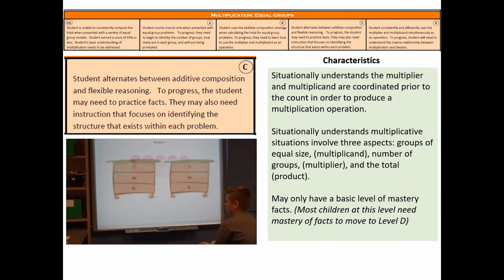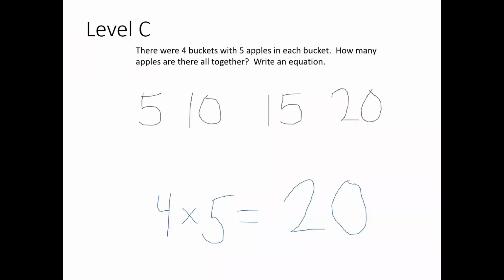Situationally understands multiplicative situations involve 3 aspects: groups of equal size, the multiplicative, number of groups, the multiplier, and the total, the product. May have a basic level of mastery of facts. Most children at this level need mastery of facts to move to level D. So the only difference, I don't want to say the only difference, but level C students often have a pretty high level of understanding. They just don't have complete command of their facts. So again, a level C student, when they're doing the same story problem, there are 4 buckets with 5 in each bucket. They may either go 5, 10, 15, 20, or they may just say, oh, that's 4 times 5 and that's 20. And what usually determines their strategy is how comfortable they are with a particular math fact. If they know it, they'll use it, and if they don't know it, then they'll revert back.